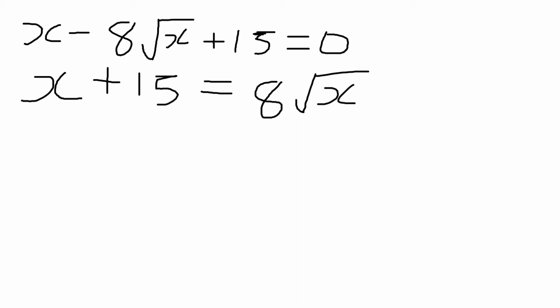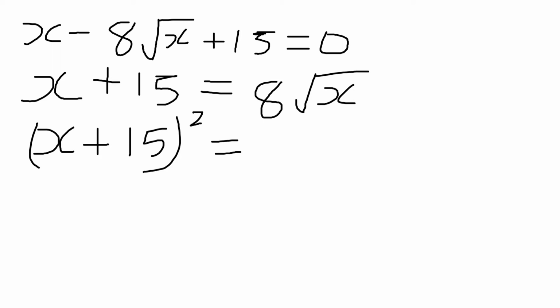Now we need to get rid of this square root. So the only thing we can do is to take the square of both sides, because if you square this, then you just get x. The square root will go away. So we have to square both sides. That simply means we square x plus 15. We also square 8 root x.